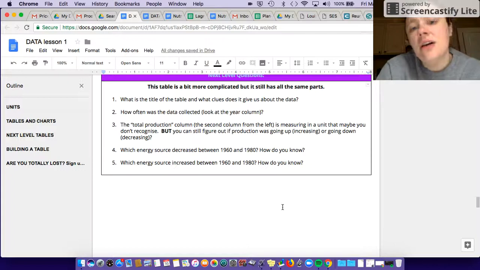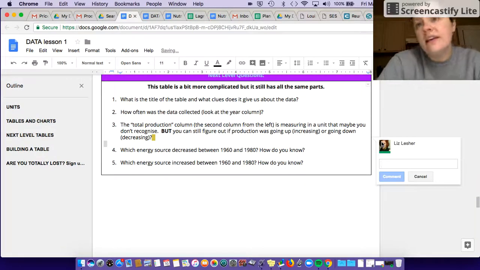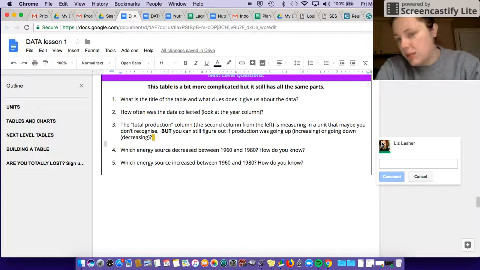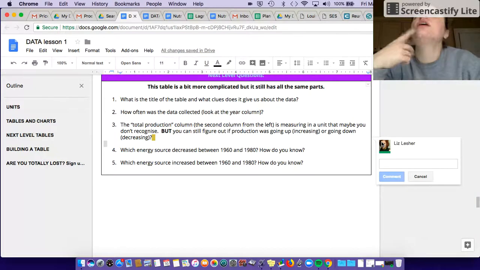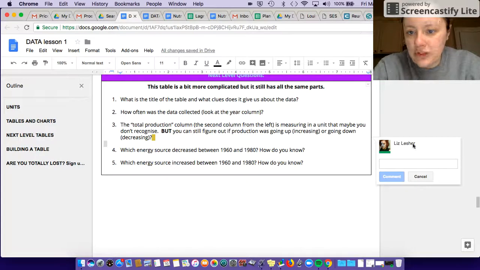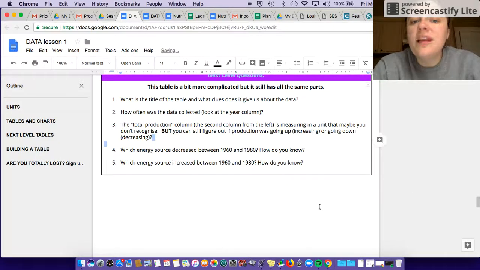If you get lost, give it a shot anyway, right? If you get it wrong, the worst thing that's going to happen is I'm going to add a little comment and look like this. I'm like, I don't think you got it yet. Have you thought about blah, blah, blah? And then you look at it and be like, oh, it's this. And I'll be like, yes, great job.